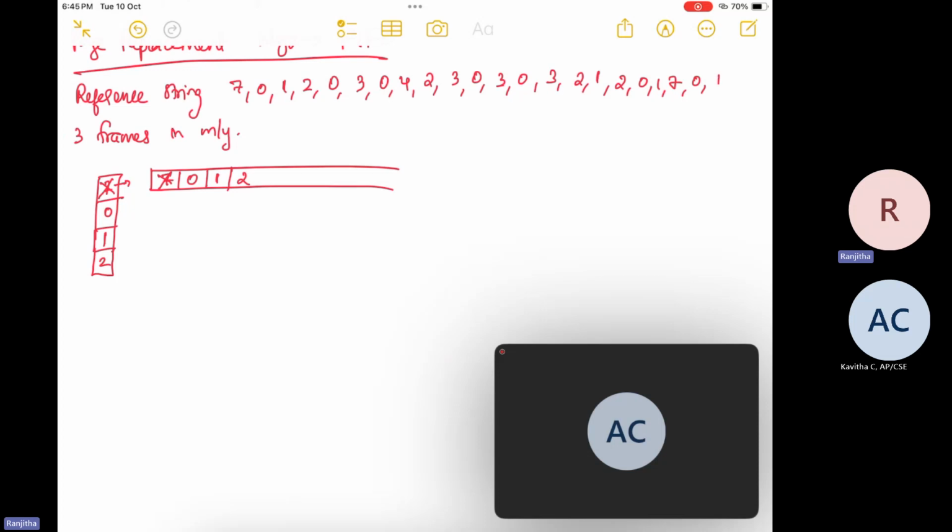Now 0 comes, 0 is already there, so there is no page fault. But now page number 3 comes, and 3 is not there. So we will replace the one that came first, which is at the start of the queue. 0 is the earliest one that arrived in the queue, so 0 will be replaced with 4. Oh, sorry, not 4, 3.